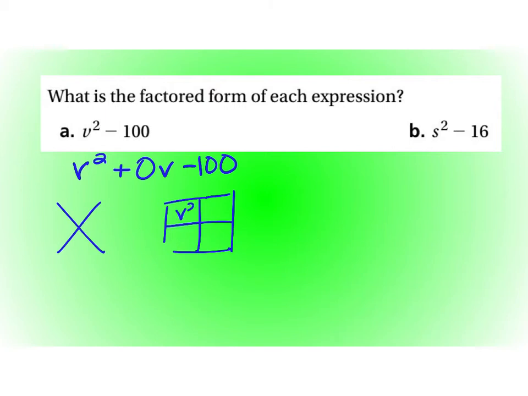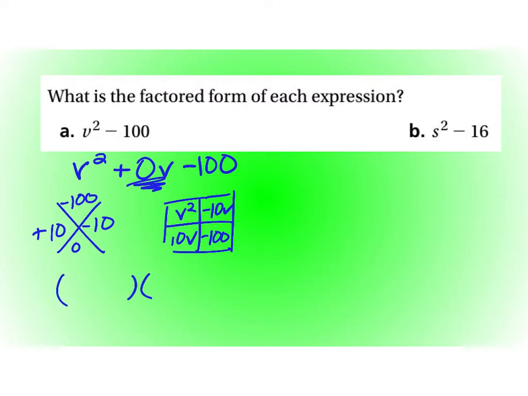So this would be v squared, negative 100. So negative 100 here and 0 here. So it's going to be 10 and 10, one positive, one negative. And we know that because this needs to have a value of 0. So we know we're going to have one of each.